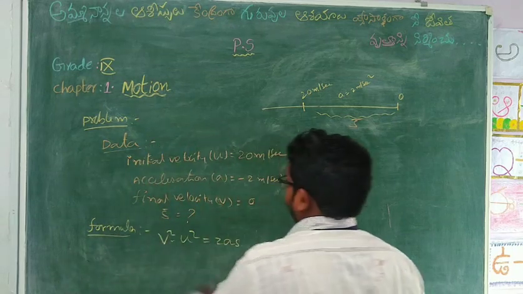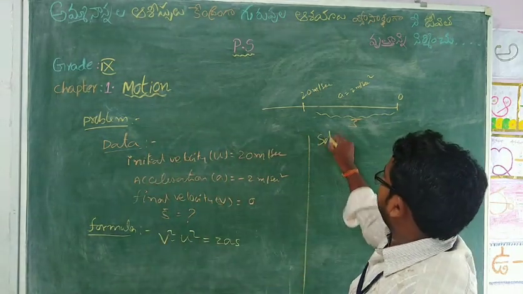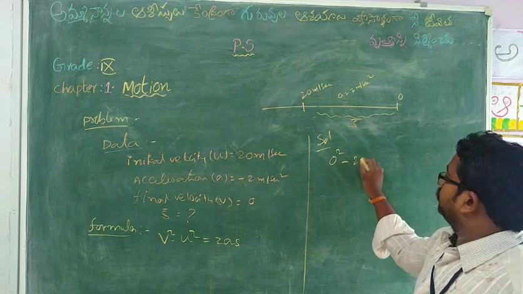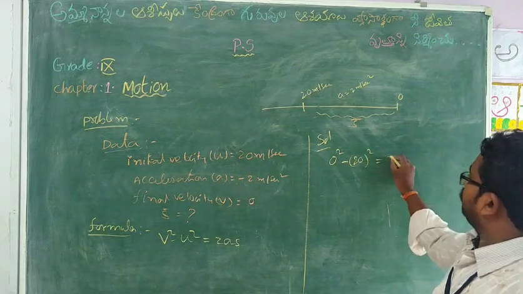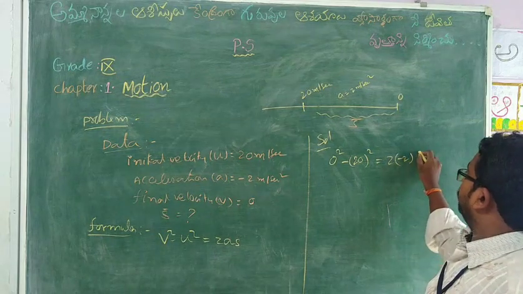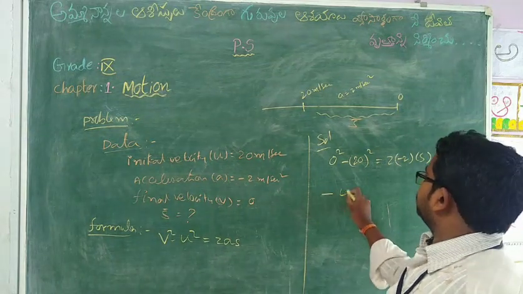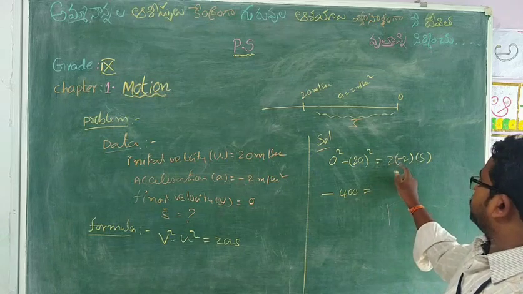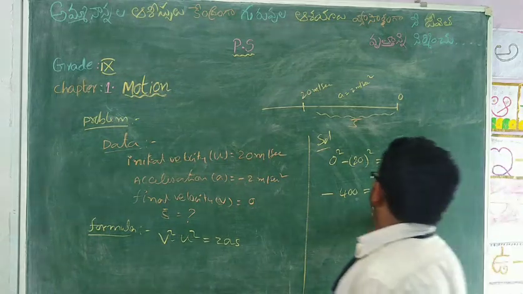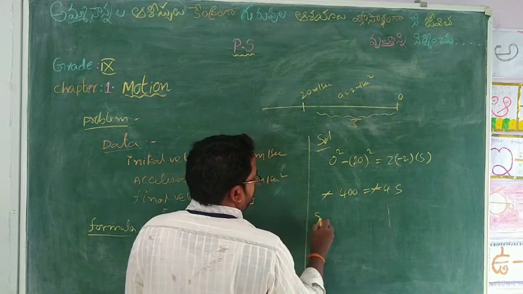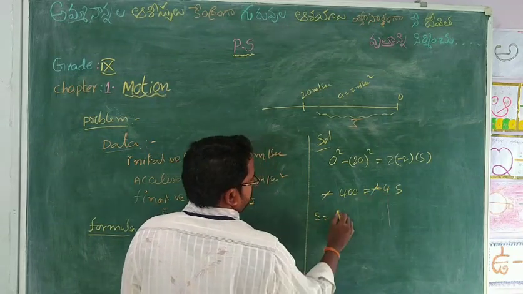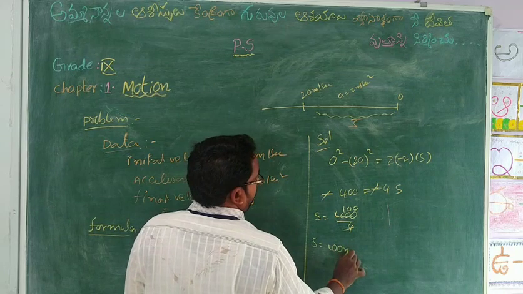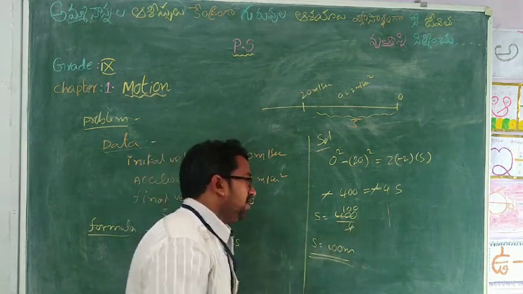Substitute those values here. v square is 0 square minus u, 20 whole square, is equal to 2 into a, minus 2, into s. It's about minus 20 square. 2 twos are 4, and 0 square is there. Minus 400 is equal to minus 4s. Now minus minus get cancelled. s is equal to 400 by 4. So s is equal to how much? 100. So after application of brakes, it can travel 100 meters.